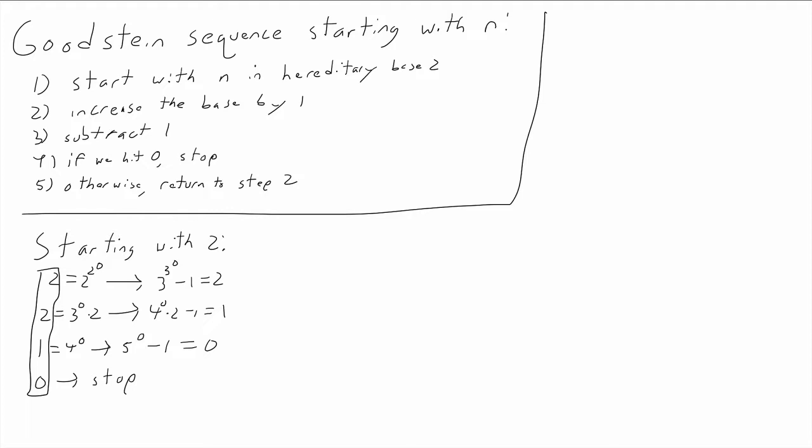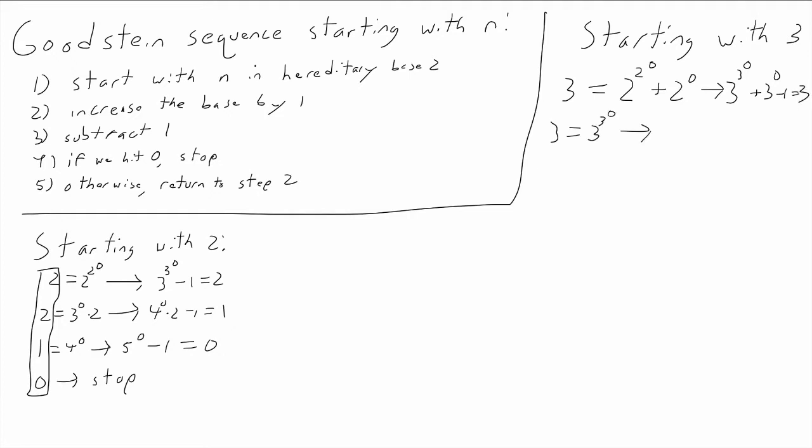If we start the Goodstein sequence with 3, we write 3 in hereditary base 2. That's 2 to the 1 plus 2 to the 0. So the next element is 3 to the 1 plus 3 to the 0 minus 1, which is still 3. And the next element is still 3. And then we decrease by 1 each time. So the sequence goes 2, 1, 0, and then stops at 0.